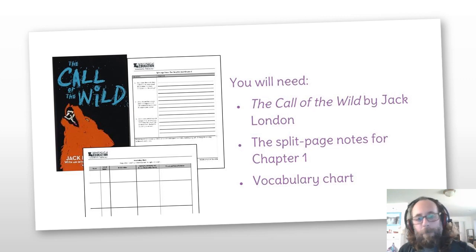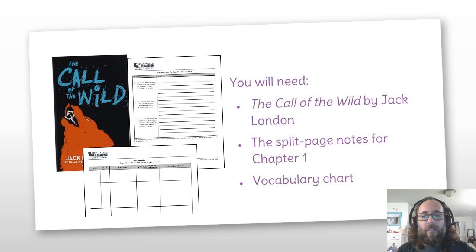Today, what you're going to need is your copy of Call of the Wild by Jack London. Make sure it has your number on it that is checked out to you. Again, take a look at your book. If there's any damage to it, let me know right away. Raise your hand, and we can get that taken care of.